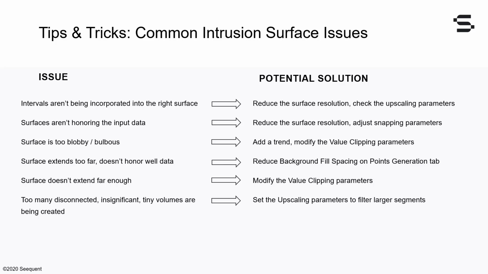If a surface extends too far and doesn't honor the well data, you can try reducing the background fill spacing in the point generation tab. If your surface doesn't extend far enough, you can try to modify the value clipping parameters. If too many disconnected, insignificant tiny volumes are being created, try to set the upscaling parameters to filter larger segments.